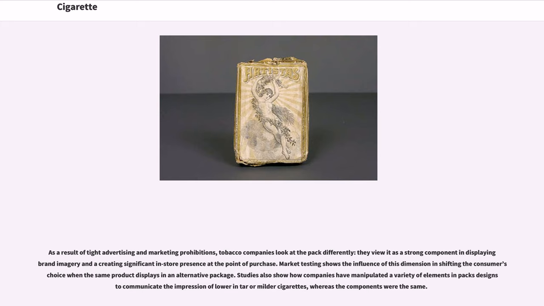As a result of tight advertising and marketing prohibitions, tobacco companies look at the pack differently. They view it as a strong component in displaying brand imagery and creating significant in-store presence at the point of purchase. Market testing shows the influence of this dimension in shifting the consumer's choice when the same product displays in an alternative package. Studies also show how companies have manipulated a variety of elements in packs designed to communicate the impression of lower tar or milder cigarettes, whereas the components were the same.